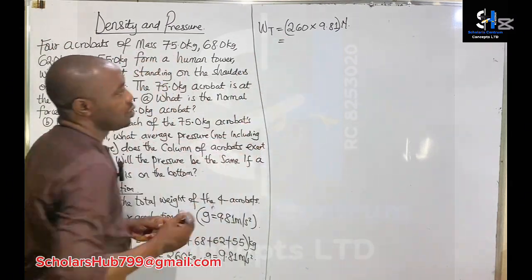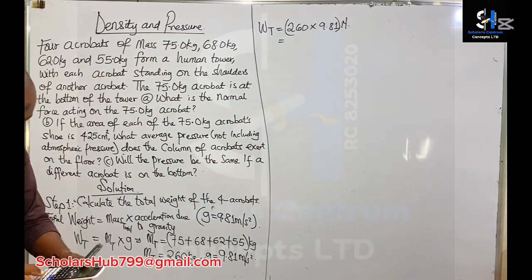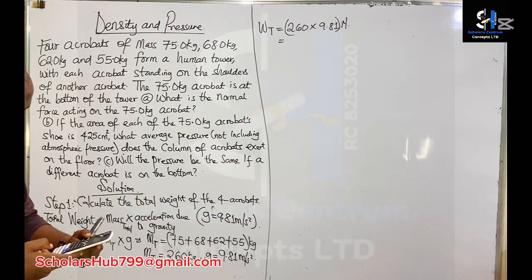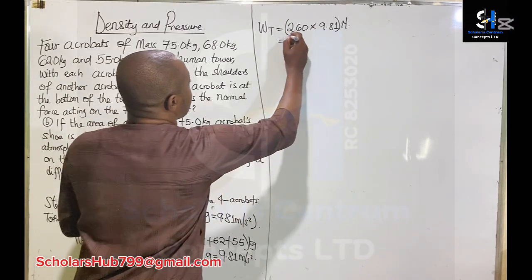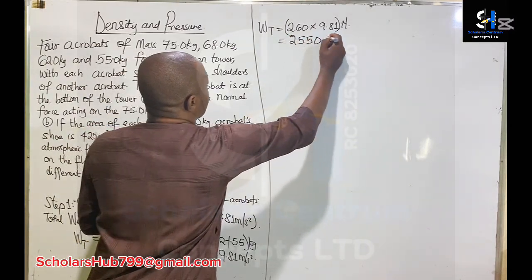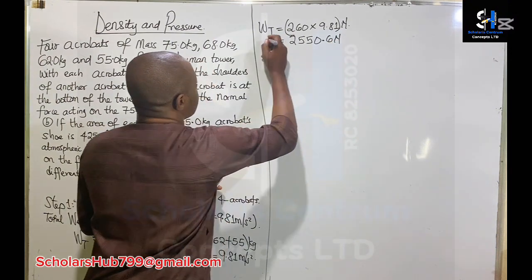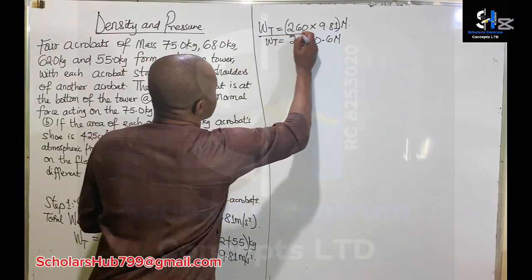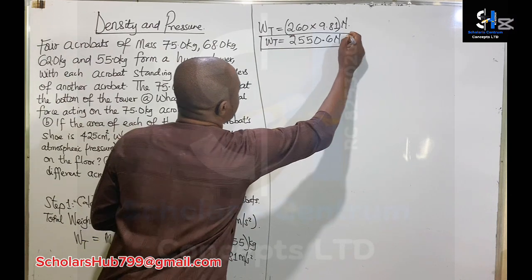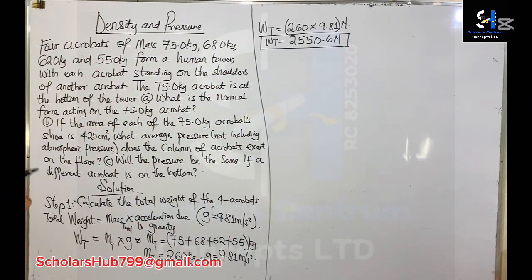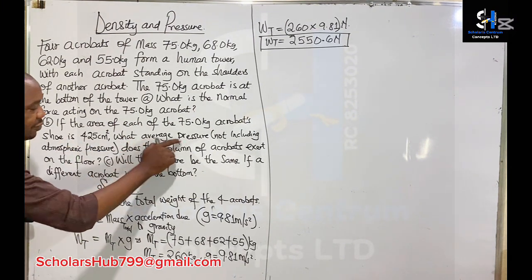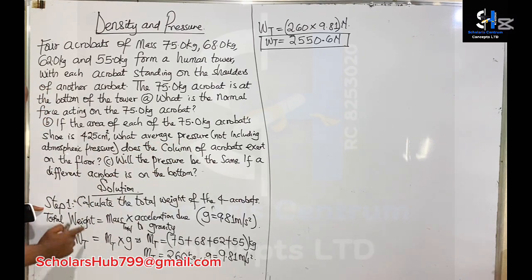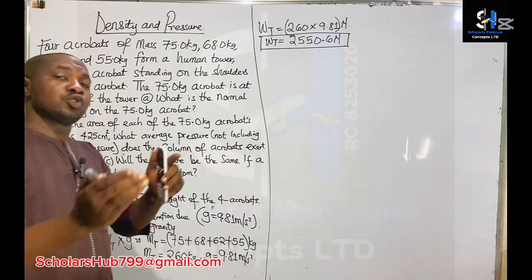All right, so let's get the value of WT. What is 260 multiplied by 9.81? That will be 2550.6 Newton. So this is the total weight of the four acrobats. But remember, this is important because here we are also going to calculate the average pressure exerted on the floor. So that's why it is also important to calculate the total weight.